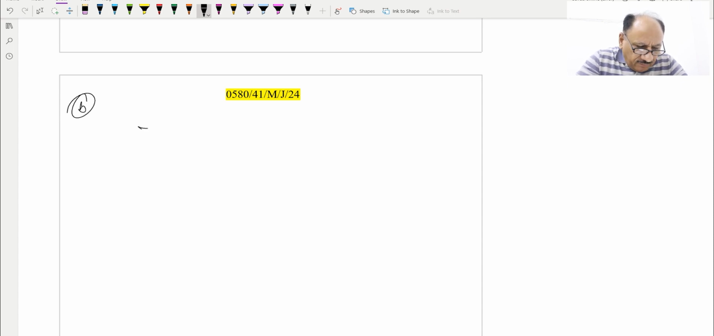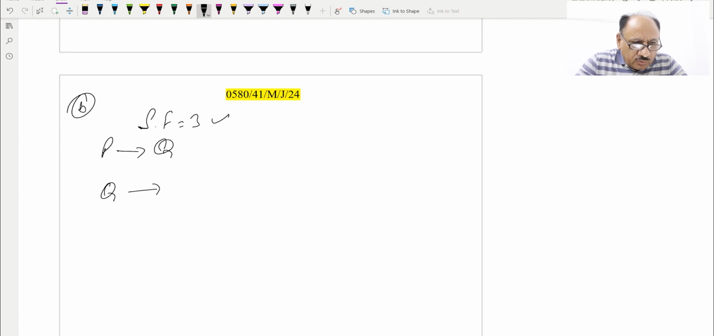So the scale factor is provided, scale factor is 3, and the given shape P is enlarged to shape Q by that scale factor. P is enlarged to Q by scale factor 3, and Q is enlarged to R by scale factor 2 by 5, and the area of shape P is given, which is equal to 10 centimeters square, and calculate the area.